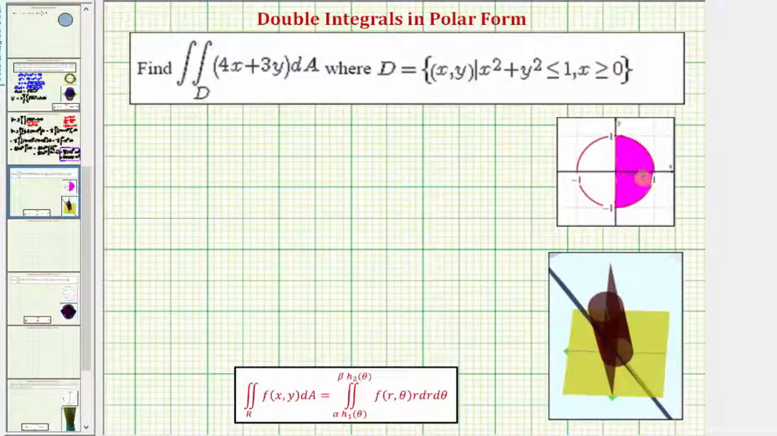So this is the region of integration, and because the region of integration is a semicircle or half circle, we're going to write the double integral in rectangular form as a double integral in polar form. To do this, remember, we need to write f of x comma y as f of r comma theta. To do this, we substitute r cosine theta for x and r sine theta for y, and the differential dA is equal to r dr d theta. Before we do this, though, let's look at this graphically.